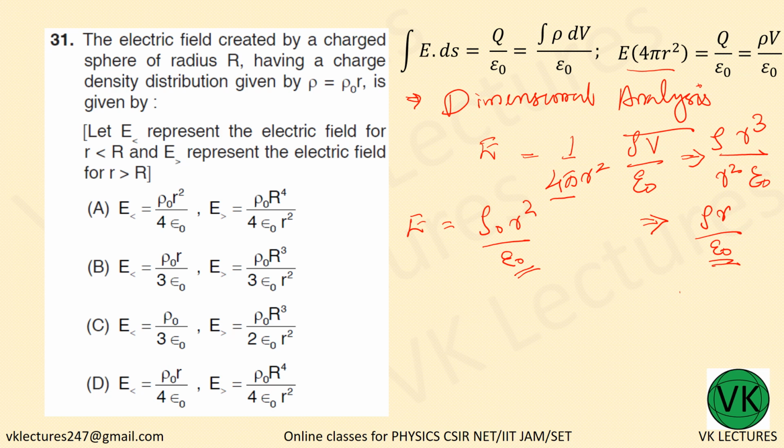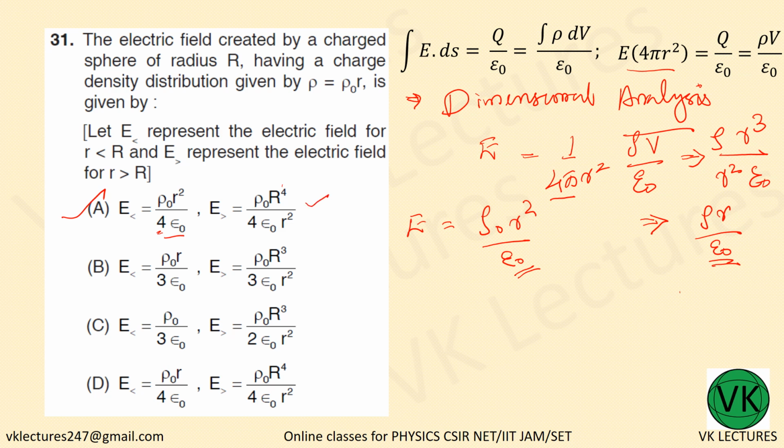Now look at the first option, rho naught r square by 4 epsilon naught. So this can be a correct option. We are not sure about the constants. Again, rho naught r power 4 divided by 4 epsilon naught r square. So r power 4 and r square, in the numerator you will have r squared, which also can be a correct option.